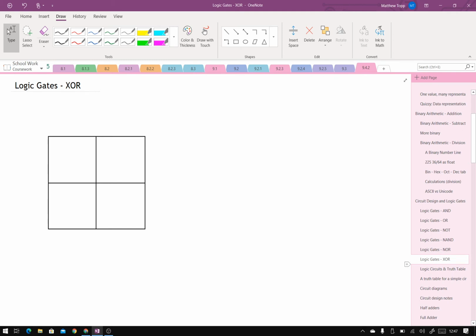But this one is exclusive OR. So, once again, I'll draw the diagram again, because this is where this one looks different to everything else. So if I draw the circuit again, and there's my light.